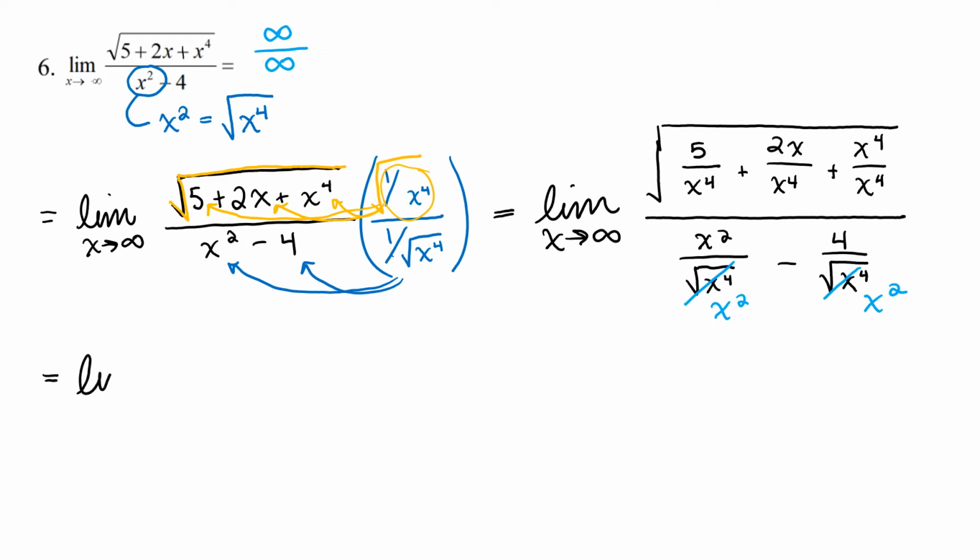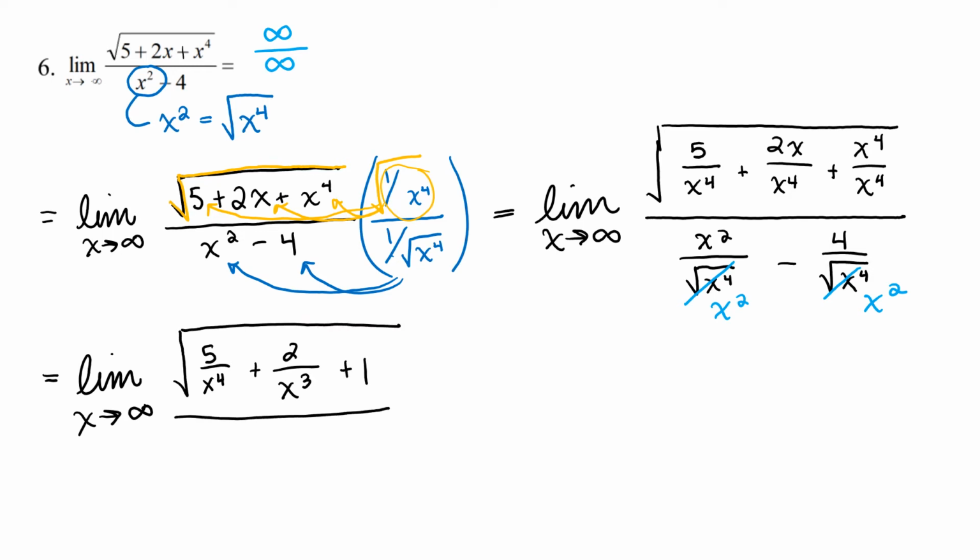Simplifying, this will be equal to the limit as x approaches infinity of the square root of 5 over x to the fourth plus 2 over x to the third plus 1, over, well, x squared over x squared is 1, minus 4 over x squared. And now it looks like I should be able to evaluate my limit.